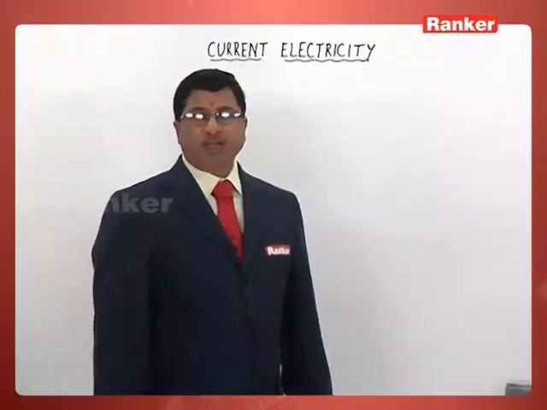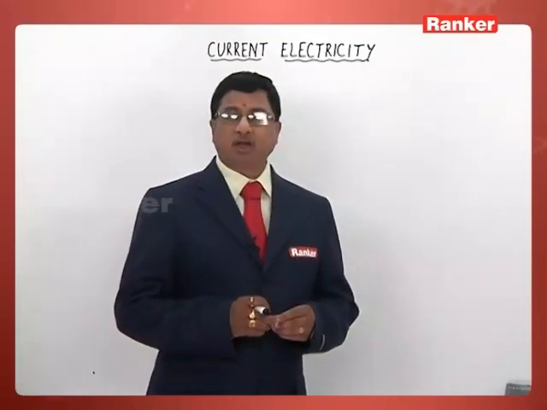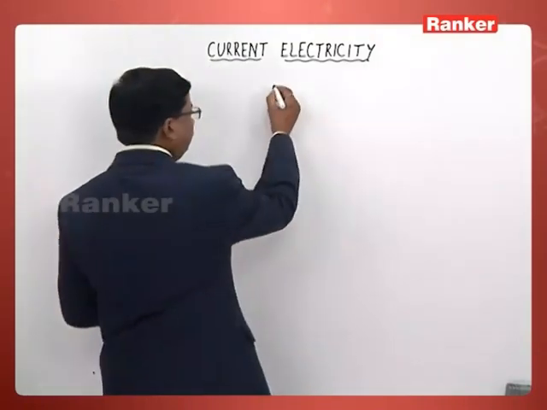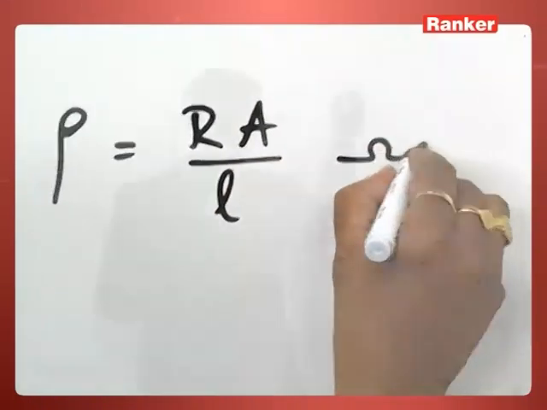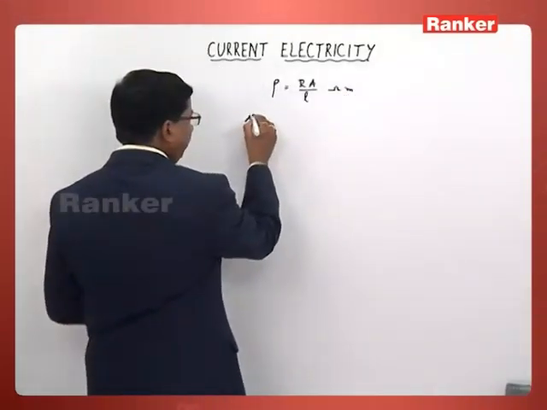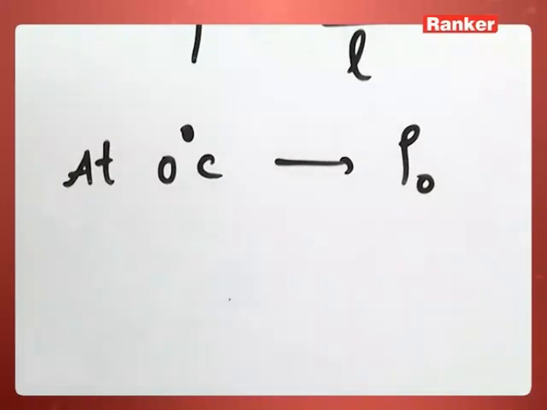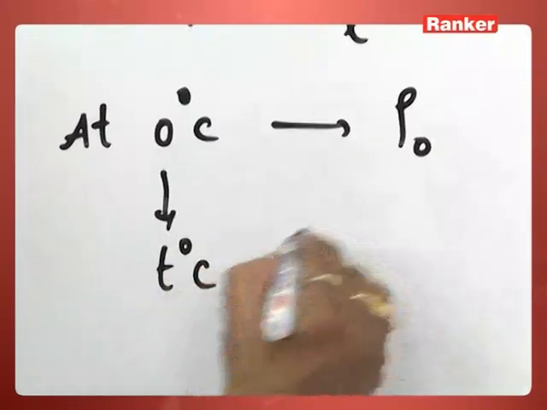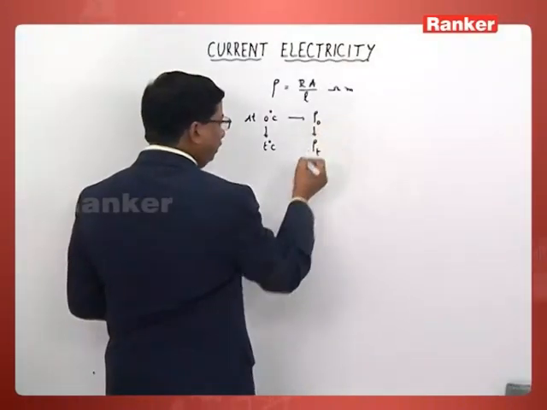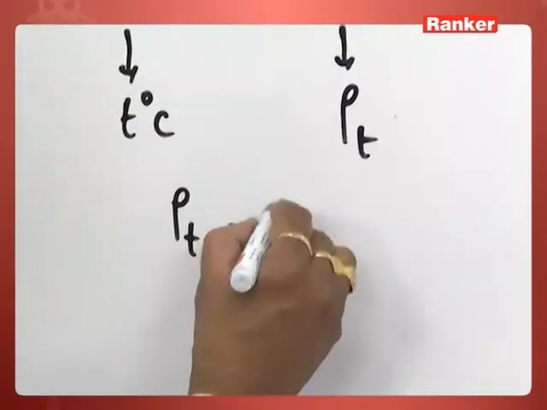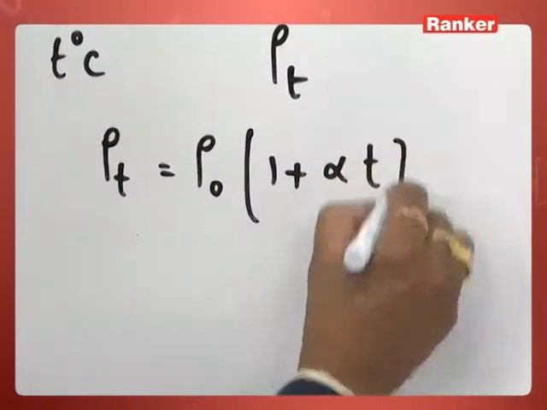When we take resistivity of a conductor, how that varies with temperature also is one of the major concepts of this chapter. When we discuss about rho, which is R A by L ohm meter, then we can understand, say at 0 degrees centigrade, if the resistivity of that conductor is rho naught, and at T degree centigrade, the resistivity let us consider as rho T. Then what is the relation between these two quantities? Rho at T degrees is equal to rho at 0 degrees into 1 plus alpha into T.